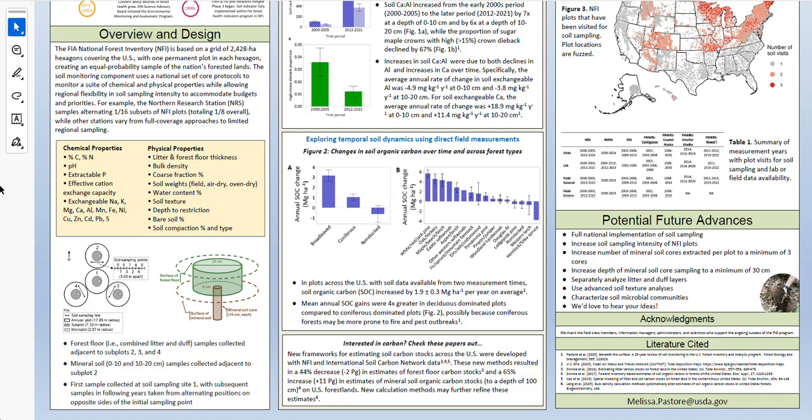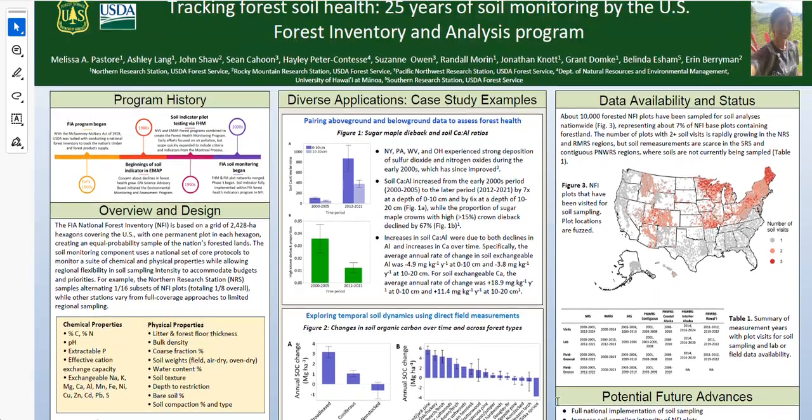The soil variables monitored are diverse and are listed here in the text box. Lab measurements include things like carbon and nitrogen concentrations, coarse fragments, pH, extractable phosphorus and sulfur, exchangeable cations, trace metals, and more. Physical properties include things like soil texture, bulk density, and the thickness of the litter and forest floor layers. So I actually want to jump over to the top right corner here to talk about data availability.